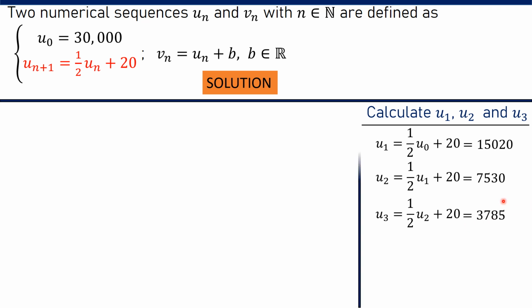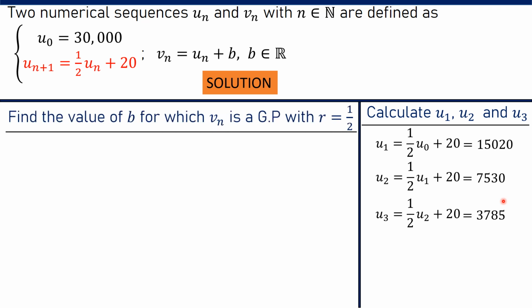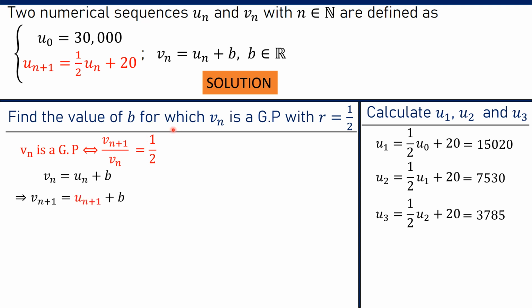So we have completed the first part of the question. Now the second part is asking us to get the value of b, for which the sequence vn is a GP whose common ratio is equal to half. So if vn is a GP, then the ratio between the n plus 1 term and the n term is always a constant, and in this case the constant has been given already. The constant is half. So vn being a GP, it means vn plus 1 divided by vn should be equal to half. Now vn was given to us as un plus b, so we can compute vn plus 1 by replacing n with n plus 1.